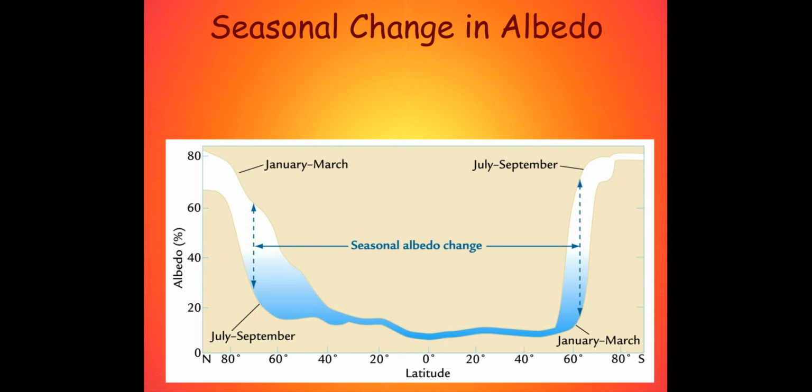There are seasonal albedo changes in the Arctic and the Antarctic due to sea ice and snow.